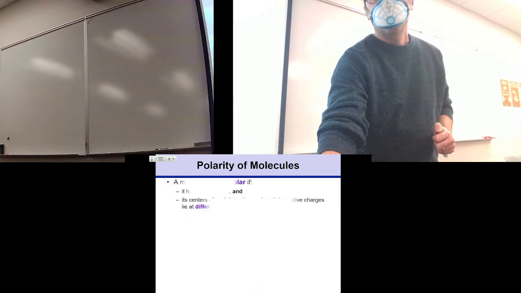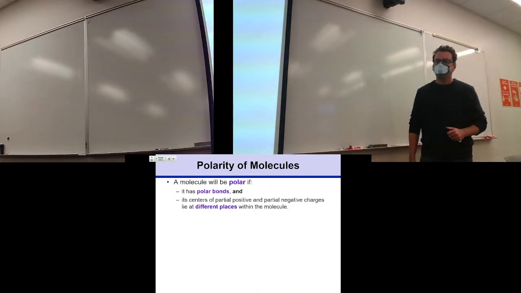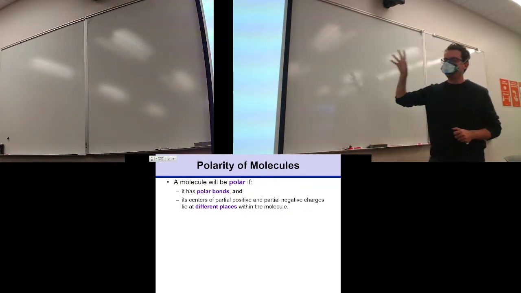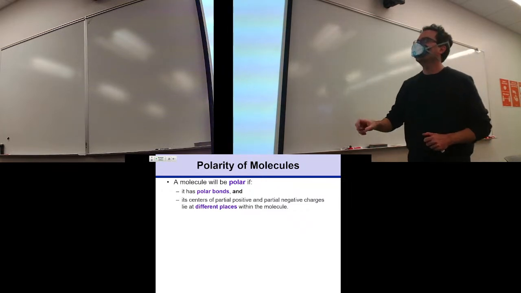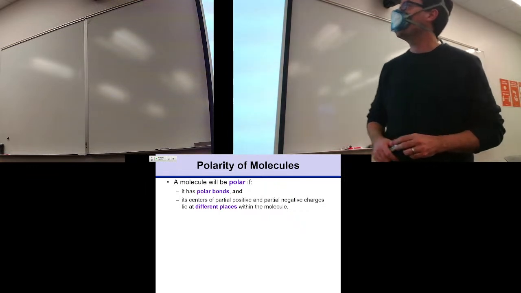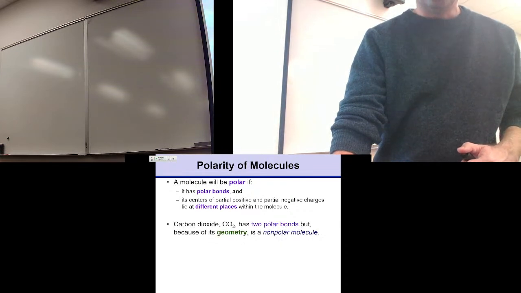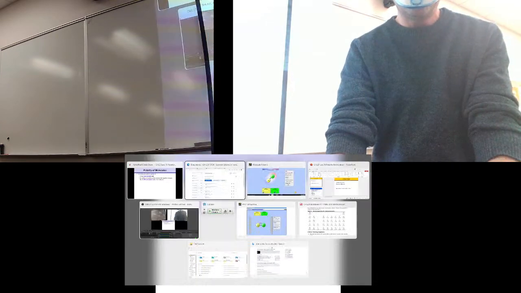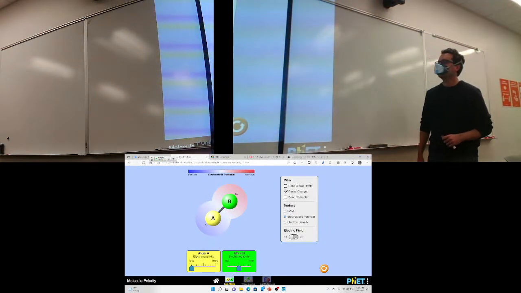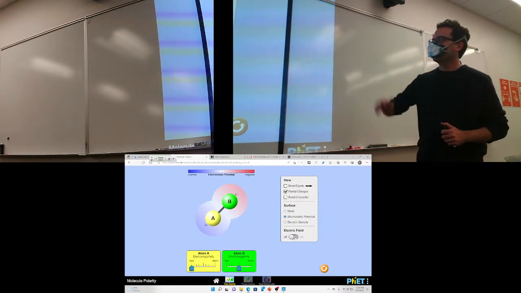Okay. So, this is the visual part. This is the part that some people have trouble processing in their heads. The molecule is going to be polar if it has polar bonds, and if its centers of partial positive and partial negative charge lie at different places within the molecule. So what I was going to do is switch to this simulation. This is a PhET website, PhET again. So start off with very simple.